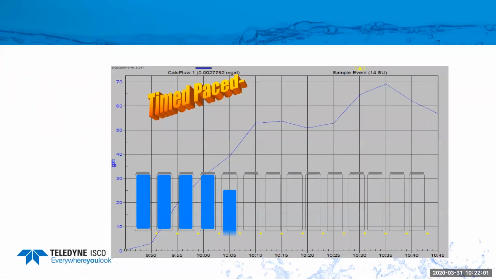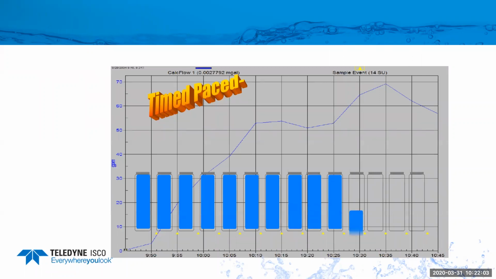Here's a chart example of a uniform time paced sample routine. Every 15 minutes, we put a set amount of water into a bottle. You can see the flow here, high flows, whatever flows, it doesn't make any difference. We're always taking a sample every 15 minutes, putting that exact same volume into the bottle.